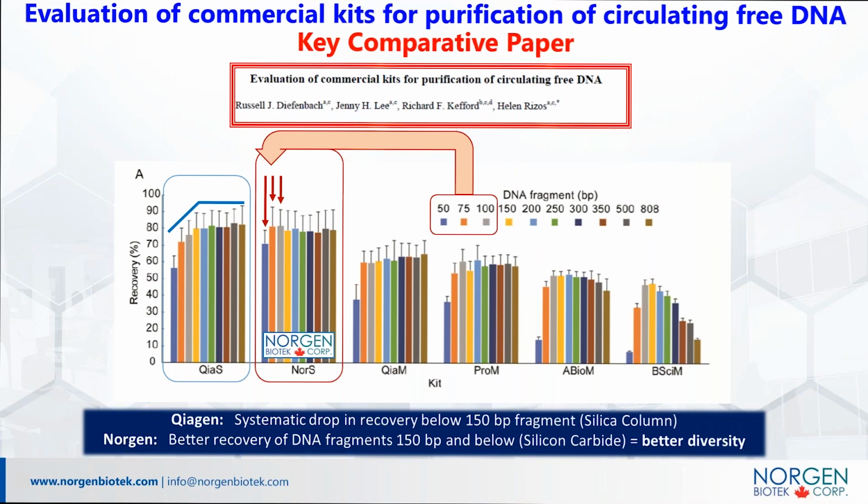So there was a systemic drop in the recovery below 150 base pairs with the silica column, but with Norgen silicon carbide, it showed better recovery of DNA fragments of 150 base pairs and below. And this also brings us back to the RNA, which has better diversity. We don't have any bias towards any sequences. We don't have any bias towards any sizes.